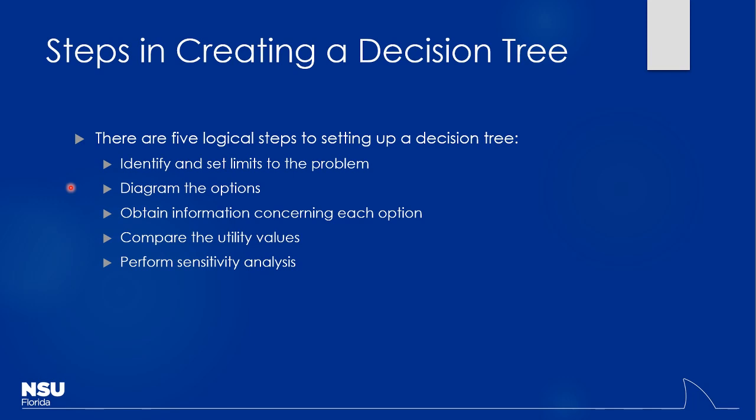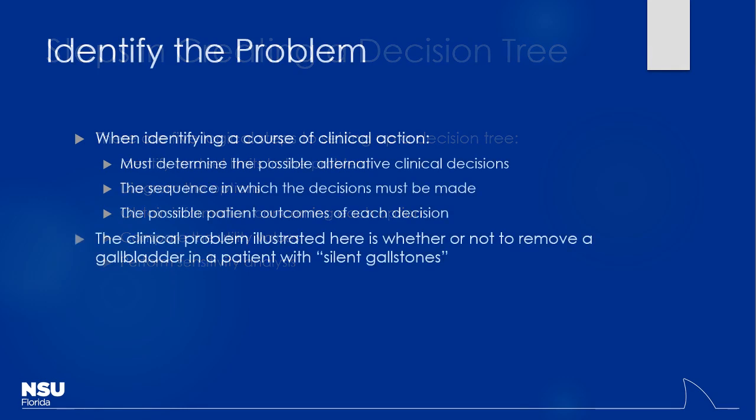Anyway, let's talk about how we're going to set up these decision trees. One, we're going to identify and set the limits of the problem. I'll show you an example of this in just a moment. You diagram out the different options available to you, and then you obtain information concerning each of the options laid out. You'll look at comparative utilities, or values. When I say utilities, what does that mean, do you think? It could be life gained, it could be getting rid of a symptom, it could be lots of different things, but utility is usually good things that are happening for the patient. And then we'll talk about sensitivity analyses you can perform after that.